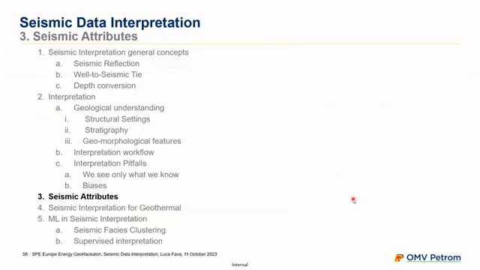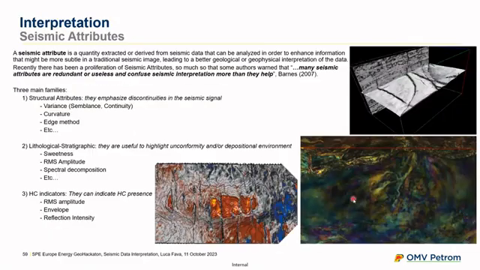Right. So we do the interpretation. We do have a geometry of the subsurface, and then we look at the seismic attributes to try to extract as much information as possible from the seismic data. We want to squeeze the seismic data to get as much as possible out of it. Seismic attributes are basically quantities extracted from or derived from seismic data, and they can be analyzed in order to improve the information, basically.